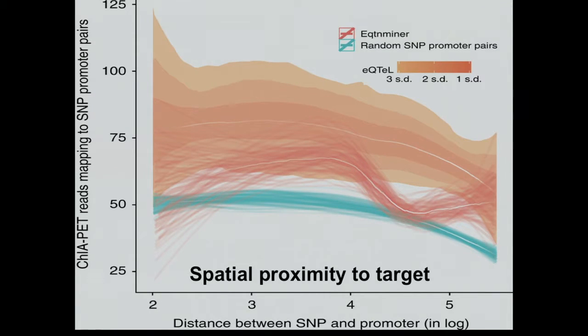And lastly, in this particular run of the model, we did not use the 3D interaction data directly. We did not use the ChIA-PET or 3C or whatever. So here we are actually asking, what is the evidence of 3D interaction between the SNP we are calling and its purported target gene?